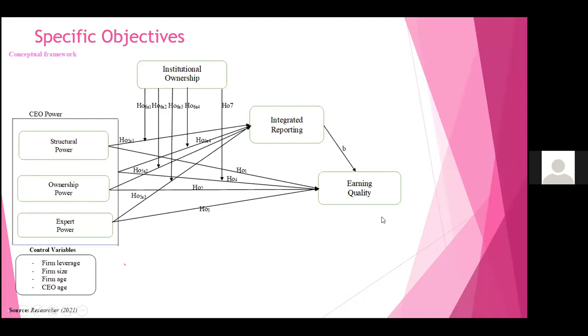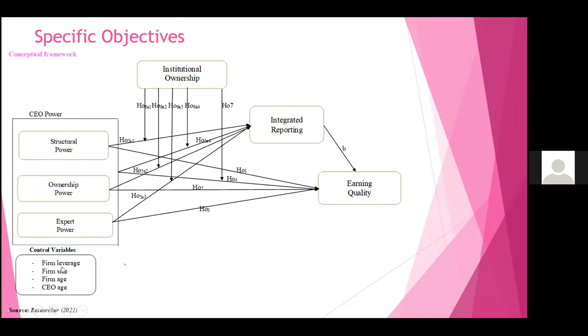Maybe this way we'll be able to get a solution to why there is continuous collapse of these companies. Maybe they need to ensure that they are having integrated reporting, where financial and non-financial information is disclosed, and also to have a bigger percentage of institutional ownership, so that they are able to control the actions, behaviors, and decisions made by the CEO power.